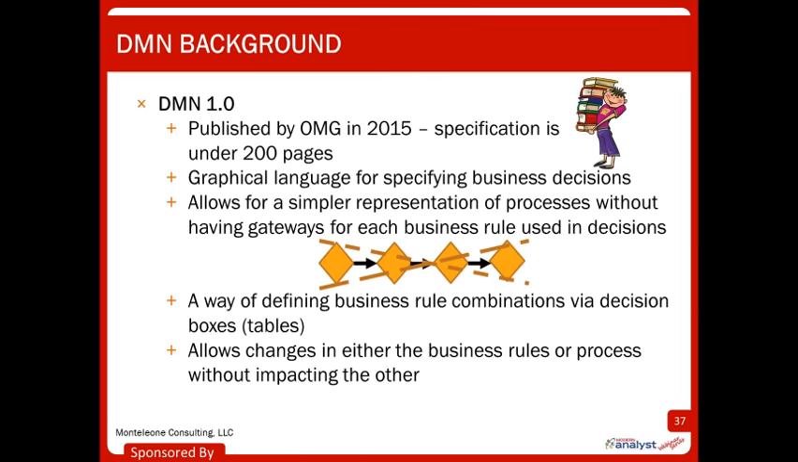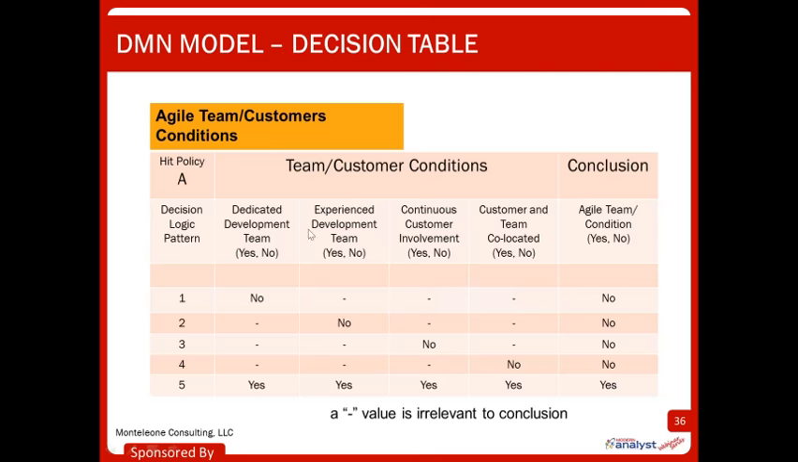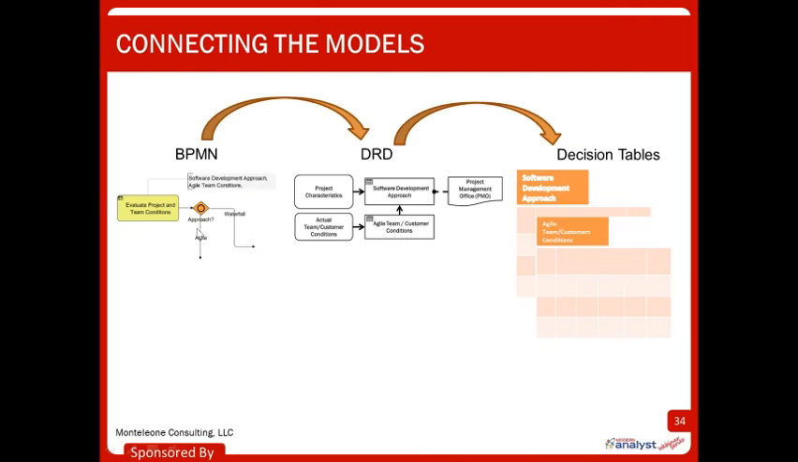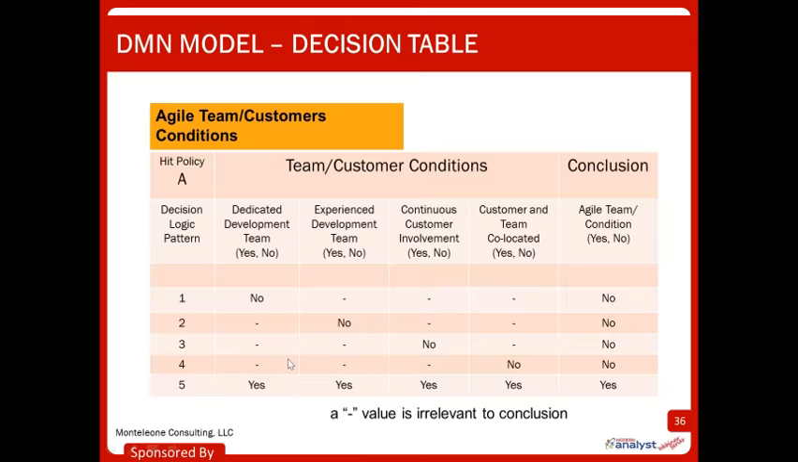Now, the other thing you should note is that we still have this advantage, and the most important one is that it allows changes to either business rules or processes without impacting each other. In other words, let's go back just for an example, I could change some of these business rules, but not change the process. I could change the process, but not necessarily the business rules. They are independent. And there's certainly an advantage to that.